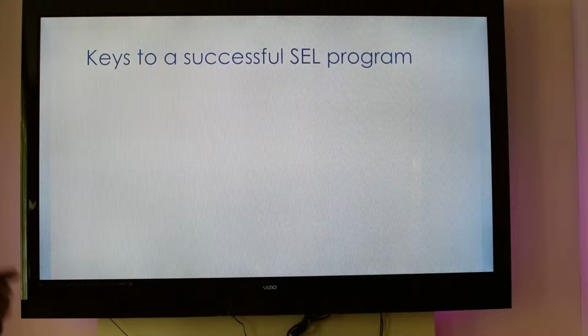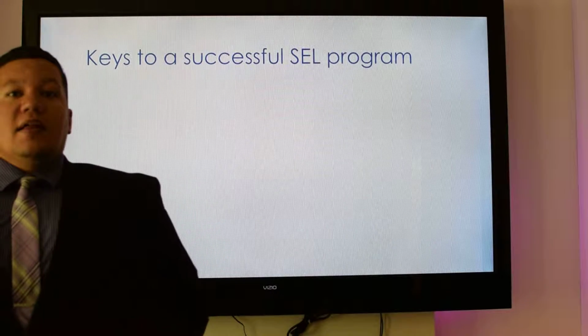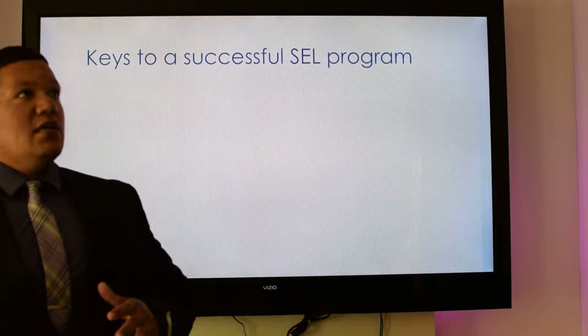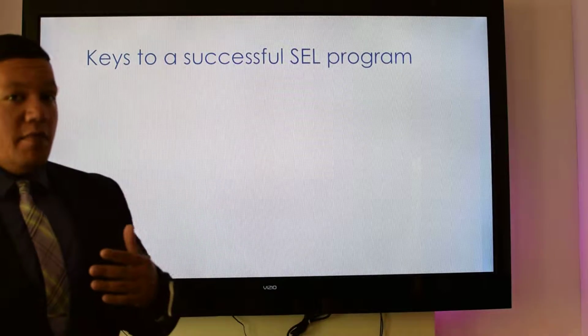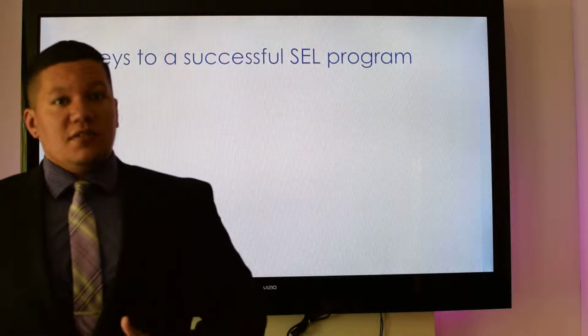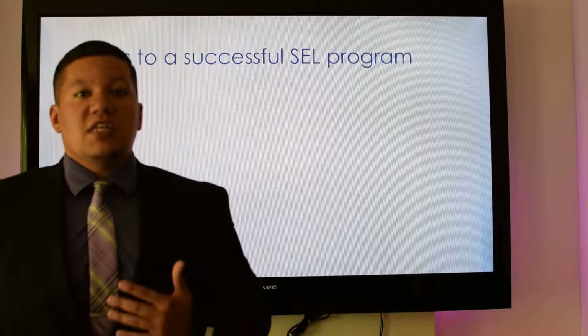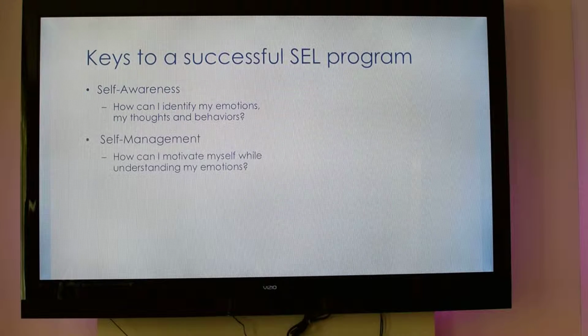And there are 5 main keys that most who study SEL and its effects and successes point to, the 5 keys that really implement a solid SEL program. And what are those? Well, I've created 5 questions to go with each of the 5 key points to really help you understand what those key things are. So self-awareness. How can I identify my emotions, my thoughts, and behaviors? Self-management. How can I motivate myself while understanding my emotions?